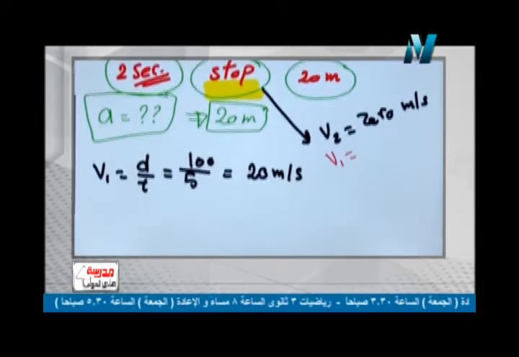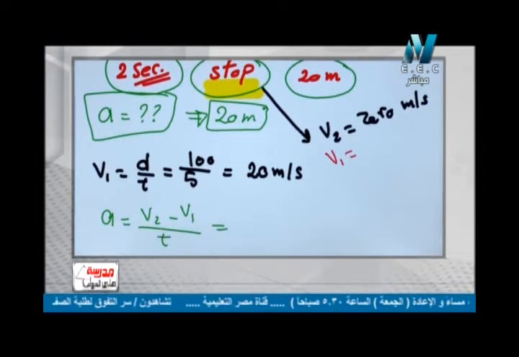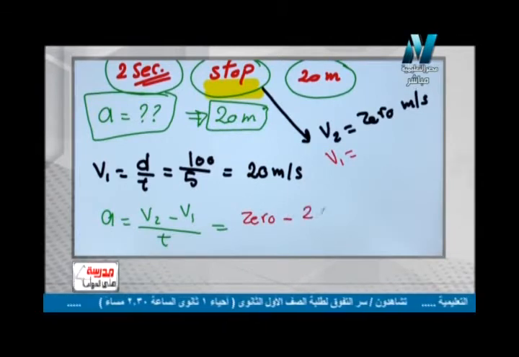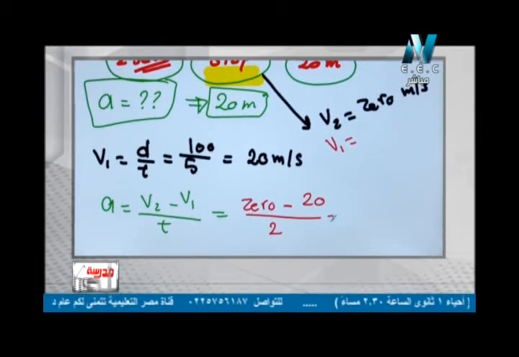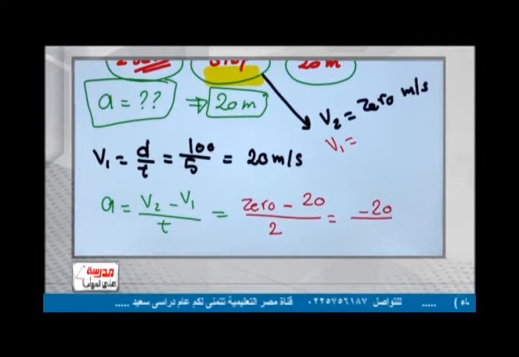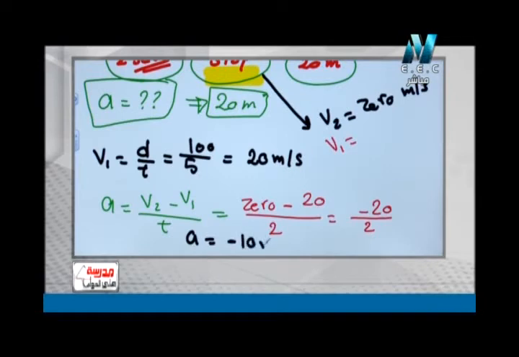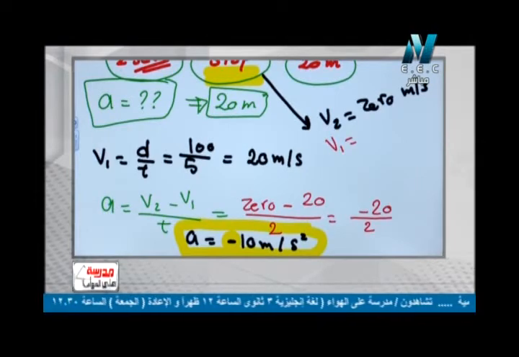Acceleration equals what? Acceleration equals V2 minus V1 over t. V2 equals how many? It equals 0, don't forget, minus 20 over time. Time equals 2 seconds. So we have negative 20 over 2, so acceleration equals negative 10 meters per second squared. Be careful: acceleration is sometimes negative, because we are talking about negative acceleration, or deceleration, or decelerating motion.